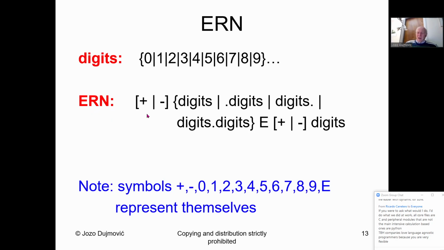Exponential real number can be written as plus minus, and then you have here digits or dot digits or digits dot or digit dot digits, and then exponential part E plus or minus digits. And of course, these symbols 0, 1, 2, and E represent themselves. These are terminal symbols. That's what we have.